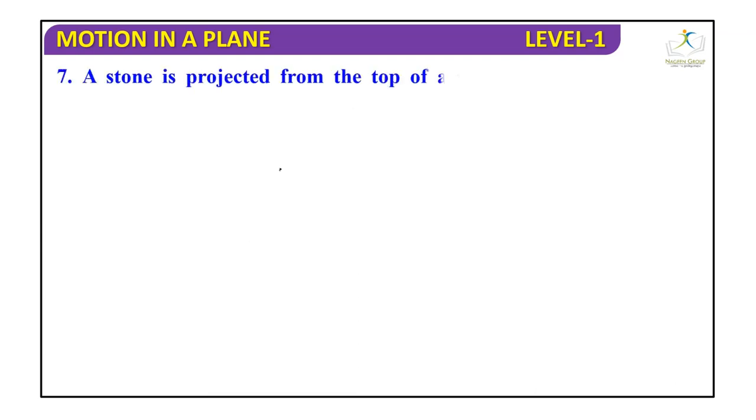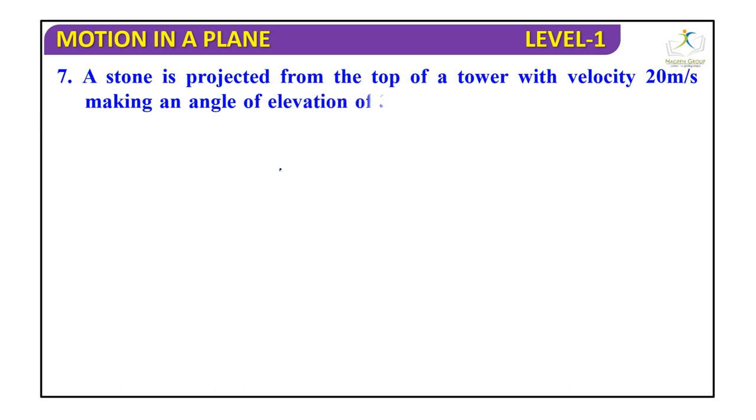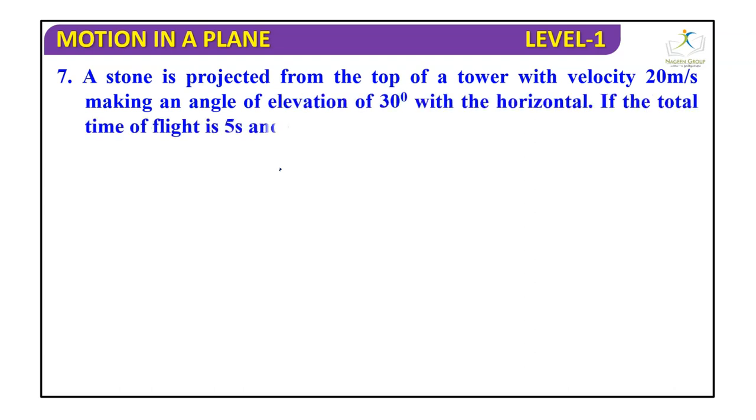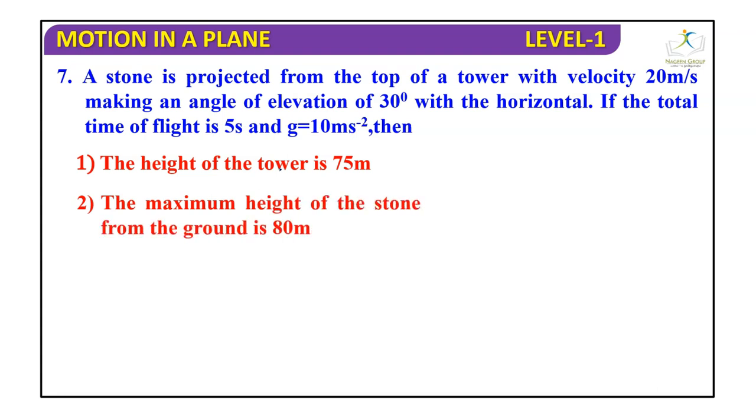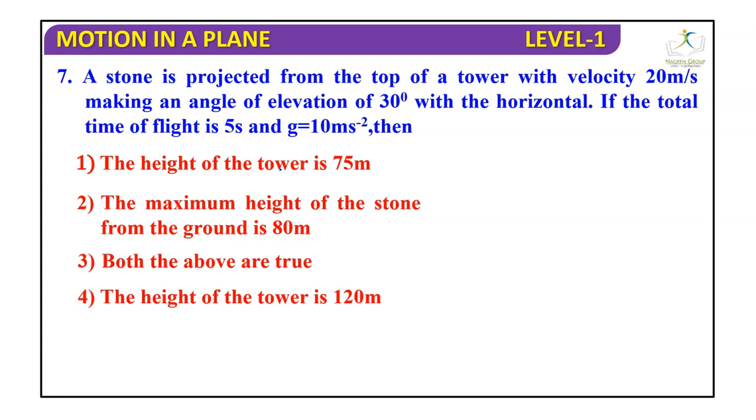Moving ahead with the next question: a stone is projected from the top of a tower with velocity 20 meter per second, making an angle of elevation of 30 degrees with the horizontal. If the total time of flight is 5 seconds and g is equal to 10 meter per second square, then: the height of the tower is 75 meter; the maximum height of the stone from the ground is 80 meter; both the above are true; the height of the tower is 120 meter.